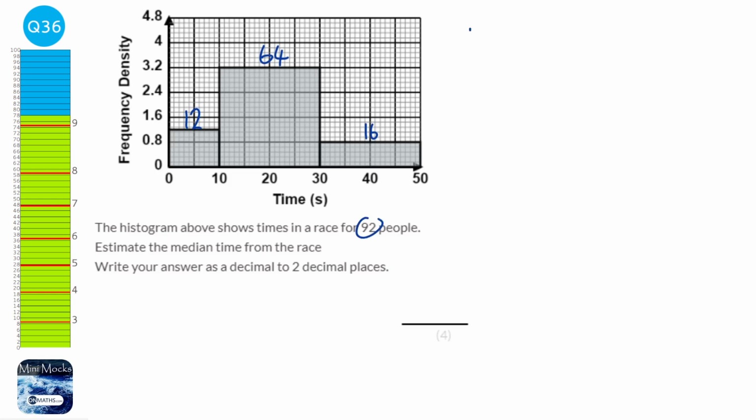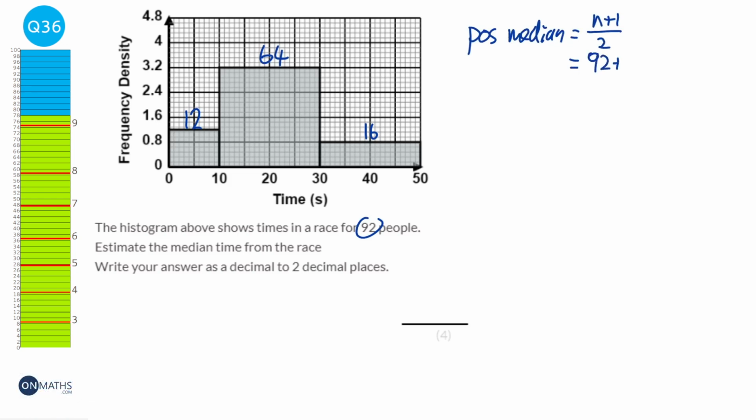Now to find the position of the median, we're going to do n plus 1 over 2. N is 92, so it's going to be 92 plus 1 over 2. And so that's going to be 93 divided by 2, which will be 46.5. So the median will be in the 46.5th position.